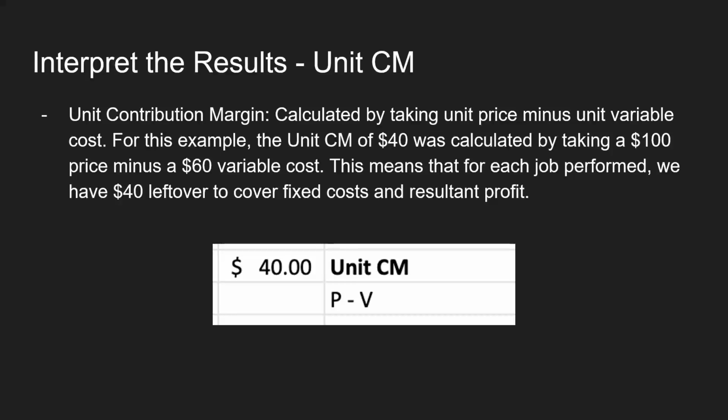Finally, we are going to start getting into some formulas. Here we are calculating unit contribution margin. Unit contribution margin is the amount of money you make per unit, or per job in our case, after all the variable cost has been taken out.